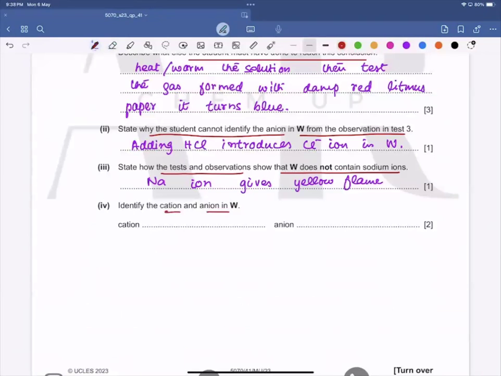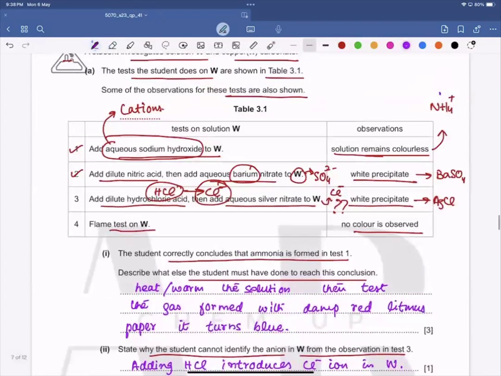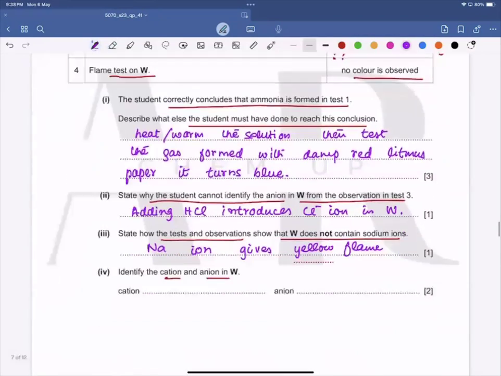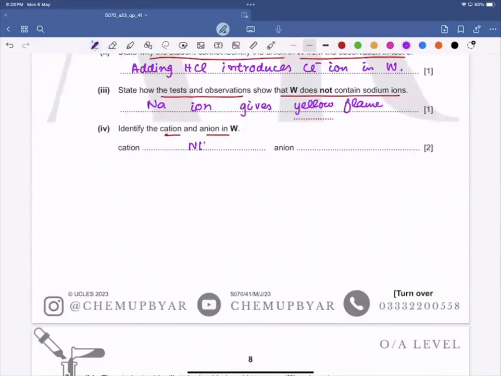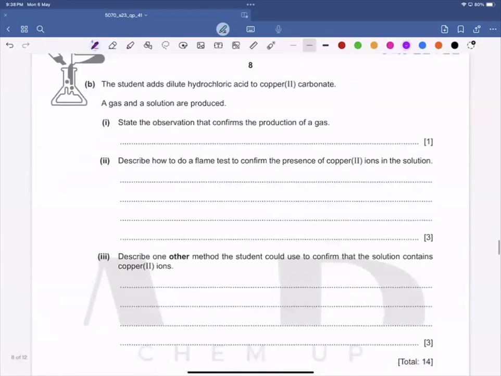Identify the cation and anion in W. The cation that we have identified is ammonium, and the anion is sulfate. So I'm going to write NH4 positive and SO4 2 negative. Till here, is this clear to all of you? Yes, very good, Shayan.